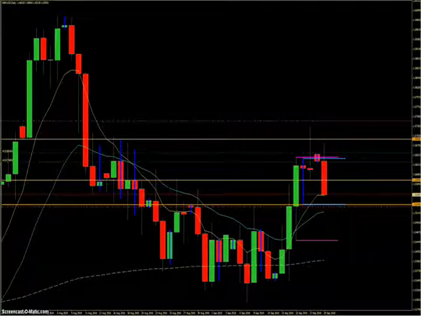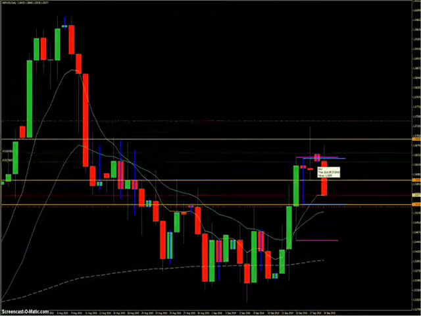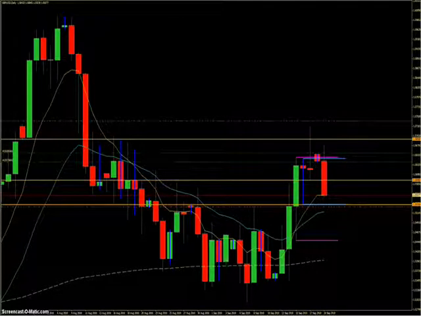Now, I have to be a little careful. You have to keep this in context. This is a Sunday bar. FXCM plots their Sunday bars. A lot of brokers don't. So you need to be a little careful. A lot of times when we have these little tiny candles, they're really representative of Sunday candles.